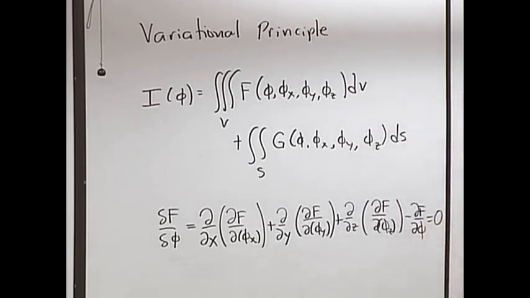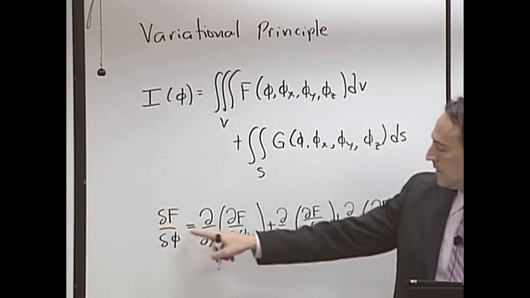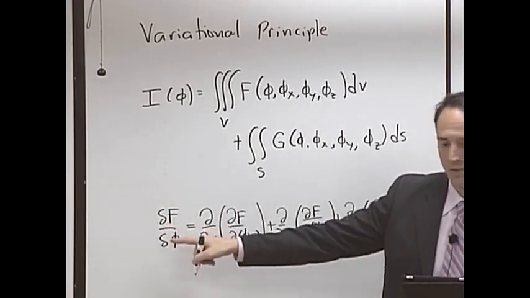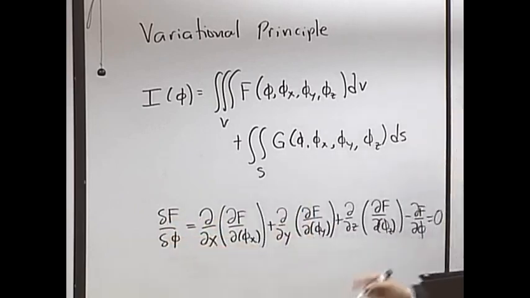I'm sorry, yeah. You have df dphi equals a whole bunch of stuff minus df dphi equals 0. So you just move the df dphi, or no. These are different than that. This is delta versus partial. This is variational derivative. Okay, that's a different one. Yeah. Okay, got it. Yeah.